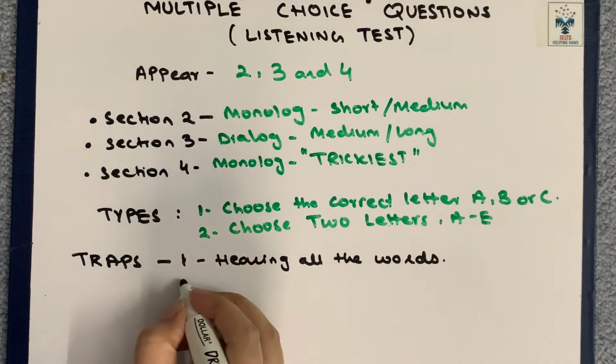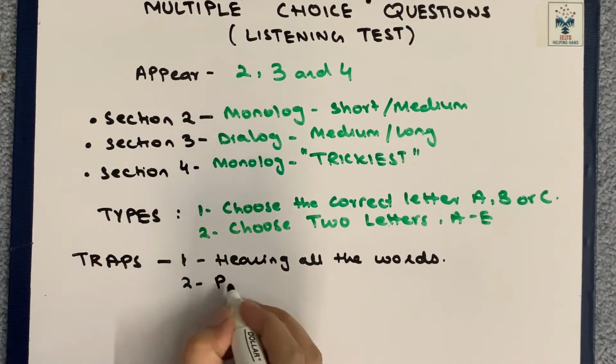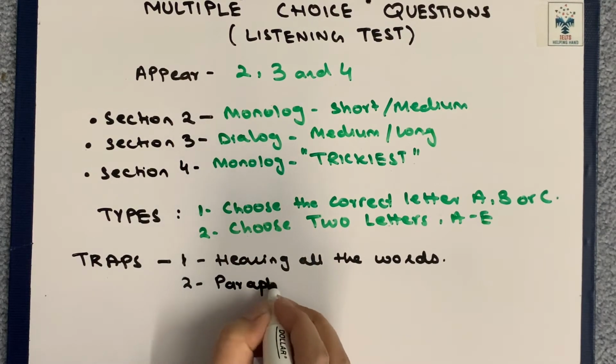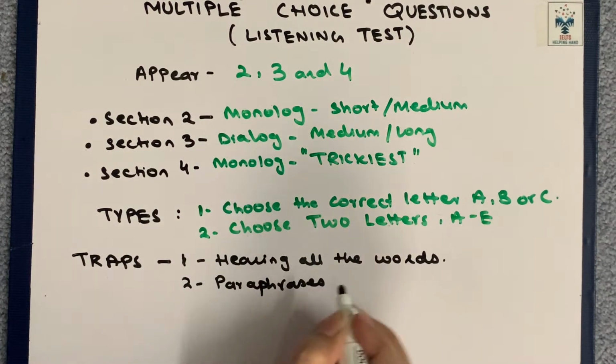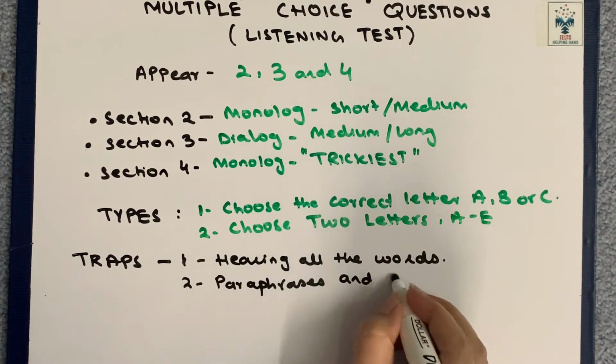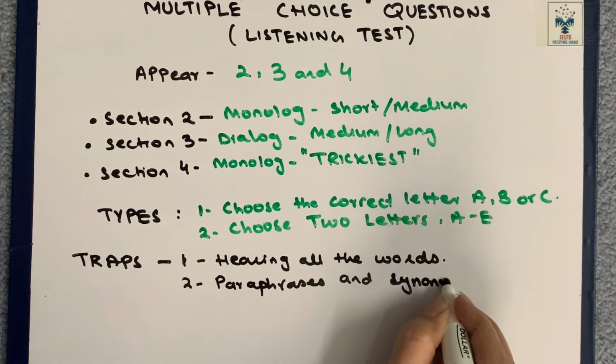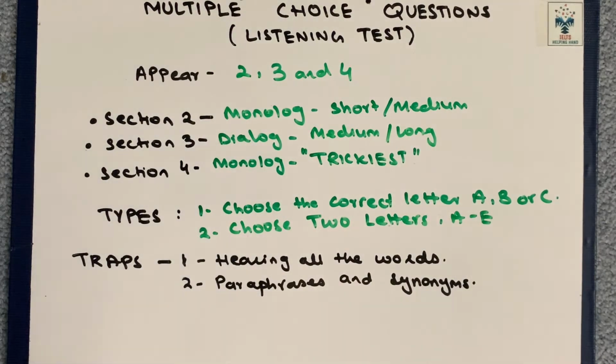Second trap is paraphrases and synonyms. To make listening more difficult, sometimes instead of using the exact words in the audio, the speaker uses synonyms or paraphrases the options. So, it's really important that you know the synonyms of the words used in the question and options.